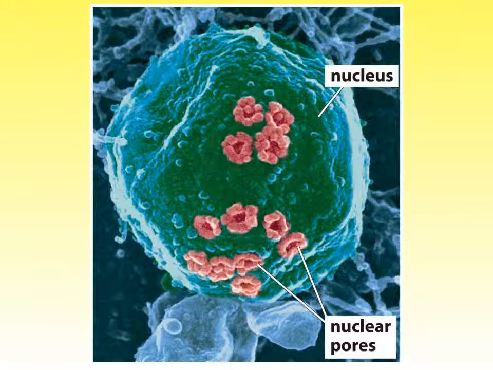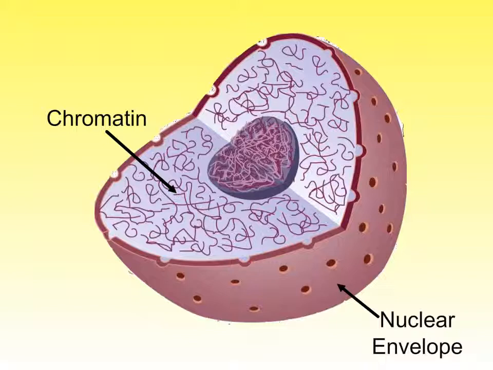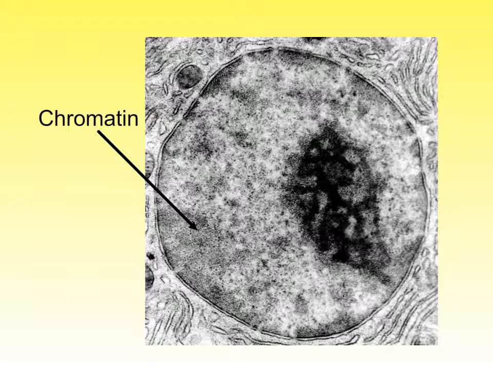This micrograph of the nucleus has been colored to show the nuclear pores in pink. What kind of microscope was used to produce this image? Yes, an SEM. Within the nucleus we find the DNA, which is packaged with proteins into chromatin. On this micrograph, the chromatin is visible as a grainy substance. What kind of microscope was used to produce this image? Yes, a TEM.